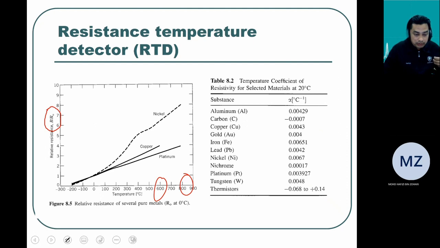So if you look at table 8.2, there are more temperature coefficients of resistivity for selected materials. Of course, if you're looking at the lowest one, I think it is nichrome. Nichrome has very low changes compared to the relative resistance change. The chrome is very, very low as well. The platinum is considered pretty low, but it is still always used because it has acceptable relative resistance. So that is the resistance temperature curve for several materials.